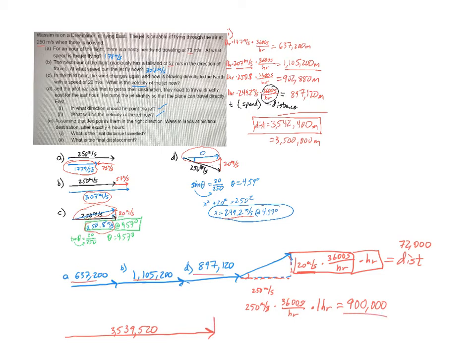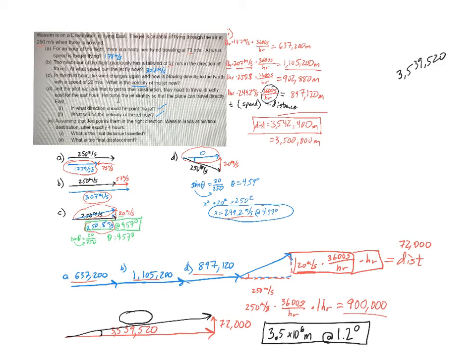Now I need my vertical displacement, which was 72,000, which is basically nothing, of course, relative to the rest of the distance. And so now I should be able to get two things. I need to be able to get my hypotenuse, which is the total displacement. And then because displacement is a vector, I do also need a direction. All right, so I'm gonna go ahead and give you those numbers. I want you to try to work it out, make sure you can get them. And this is the final answer, which is 3.5 times 10 to the 6 meters at 1.2 degrees.